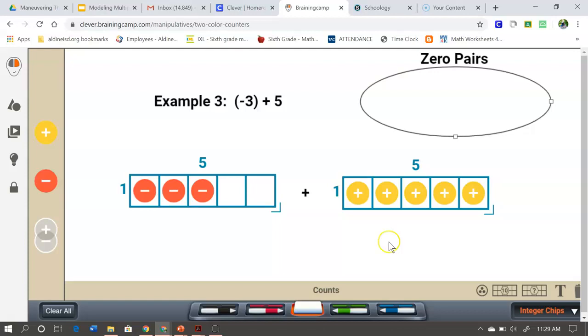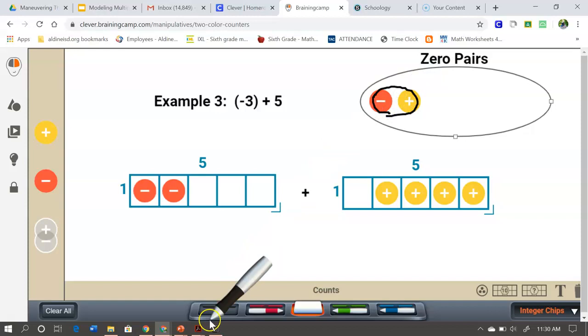So if you remember, when they're different colors, we want to make these 0 pairs. Again, a 0 pair is one positive counter and one negative counter, and they make the number 0. So we can't take one of positive and one negative. They have to be a pair. So here I'm going to make as many 0 pairs as I can, and then we'll see what our answer is. So I'm going to take 1 red and 1 yellow. That's 1 0 pair.